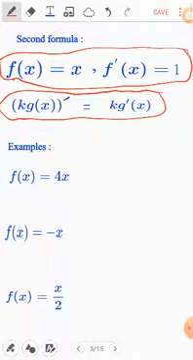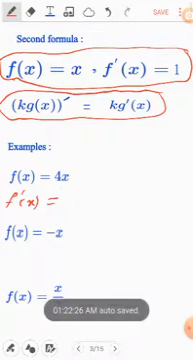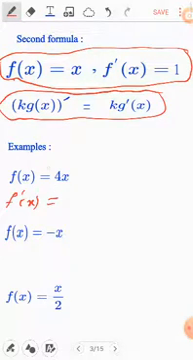Examples: for example, if f of x equals 4x, then the function f of x is like k times g. k is 4 and g is x. So its derivative is k, which is 4, times the derivative of x, which is 1. So it is equal to 4. So the derivative of 4x is 4.